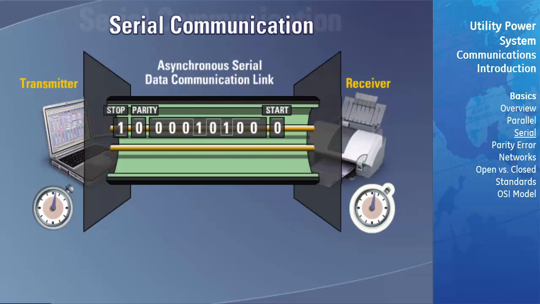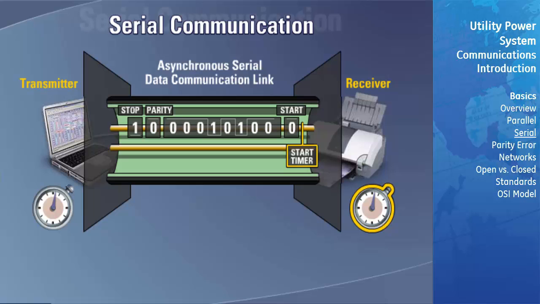The receiver's clock is set to start timing from the leading edge of the start bit, and then reads each of the following bits at what it thinks is the center of each bit time and records each bit as either a logic 1 or logic 0.